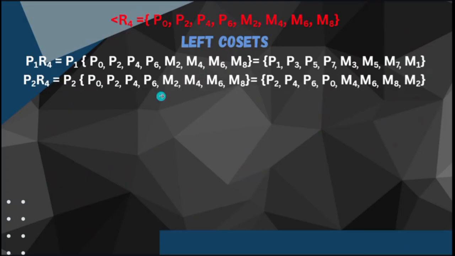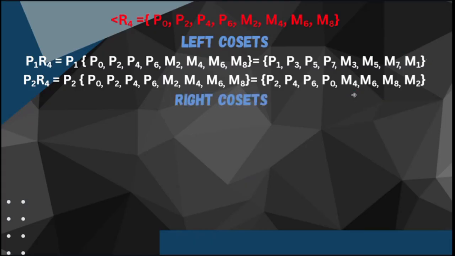Next, row sub 2 multiplied by R sub 4. The result is row sub 2, row sub 4, row sub 6, row sub 0, mu sub 4, sorry, mu sub 6, mu sub 8, and mu sub 2. Again, the result of these left cosets contains all the elements of our group. Therefore, this is our left coset.